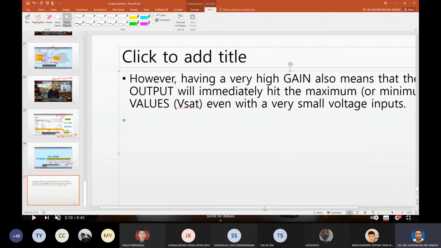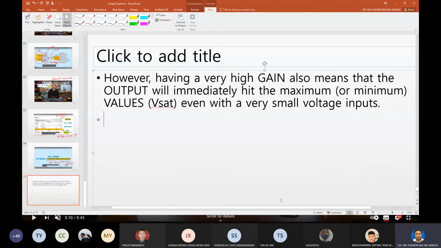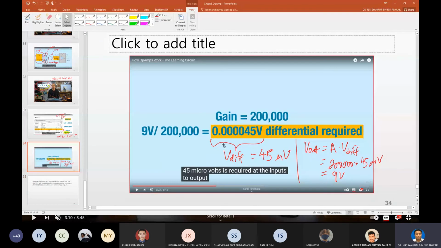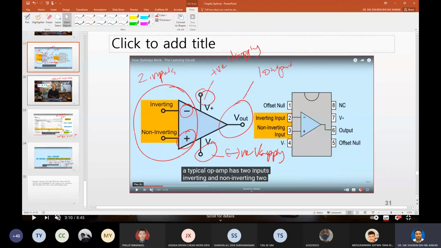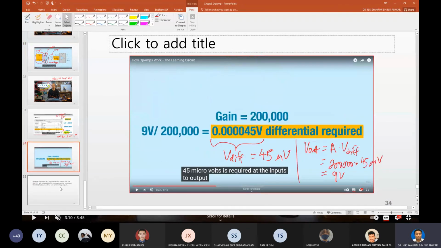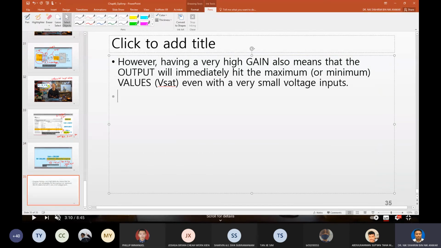However, having a very high gain also means that the output will immediately hit the maximum or minimum values of V saturation, even with a small voltage input, which means, as we saw earlier, even just by having 45 microvolt, it will hit 9 volt straight away. So why is this the case? The question now is, how much is V saturation? V saturation is defined by V supply.